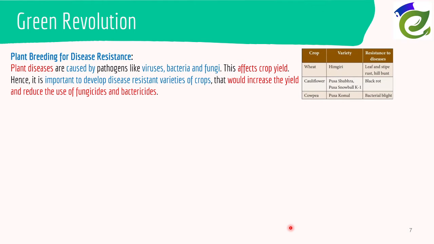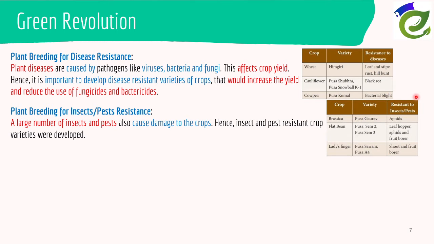So the next subtopic of the green revolution is disease resistance. Plant diseases are caused by pathogens like viruses, bacteria, and fungi. So we need to develop crops that are resistant to these diseases. This tabular column is also in your textbook, so don't worry, you can also refer to that. But for a quick review, for wheat, there's a variety called Himgiri, which is resistant to leaf and stripe rust and hill bunt. We have cowpea, with the variety Pusa Komal, which is resistant to bacterial blight.